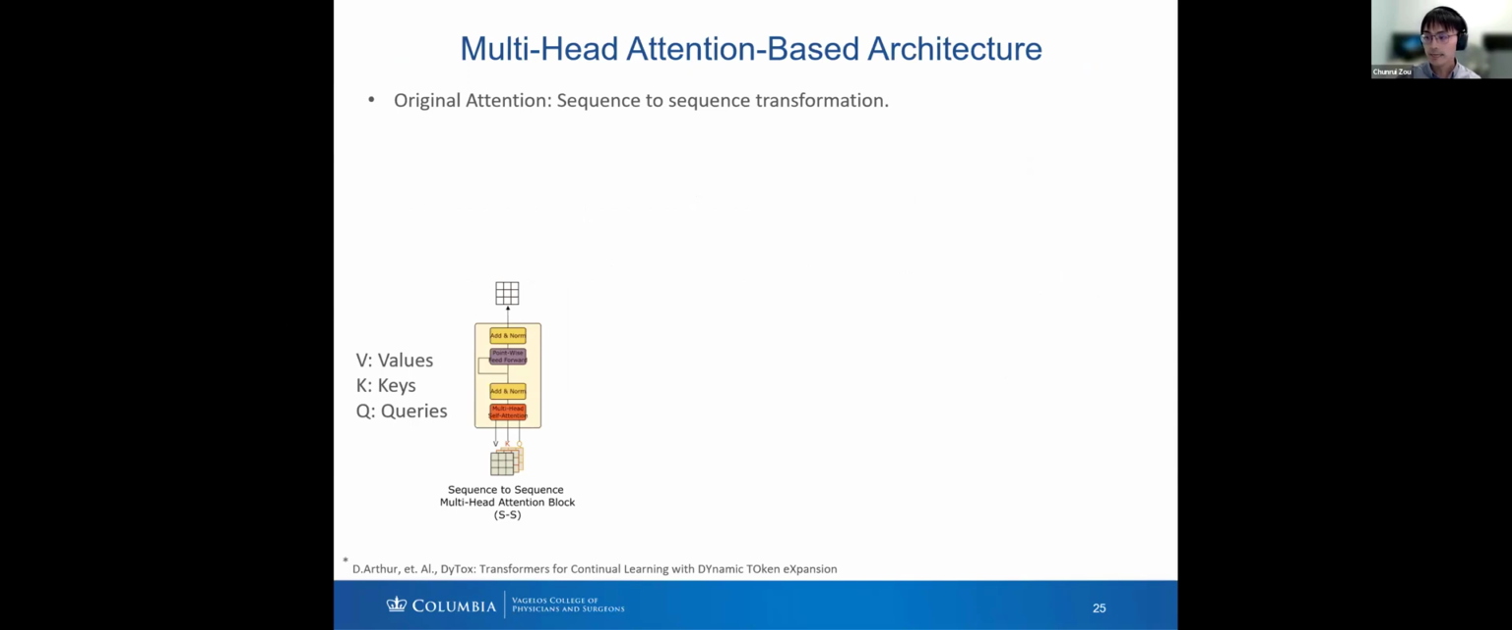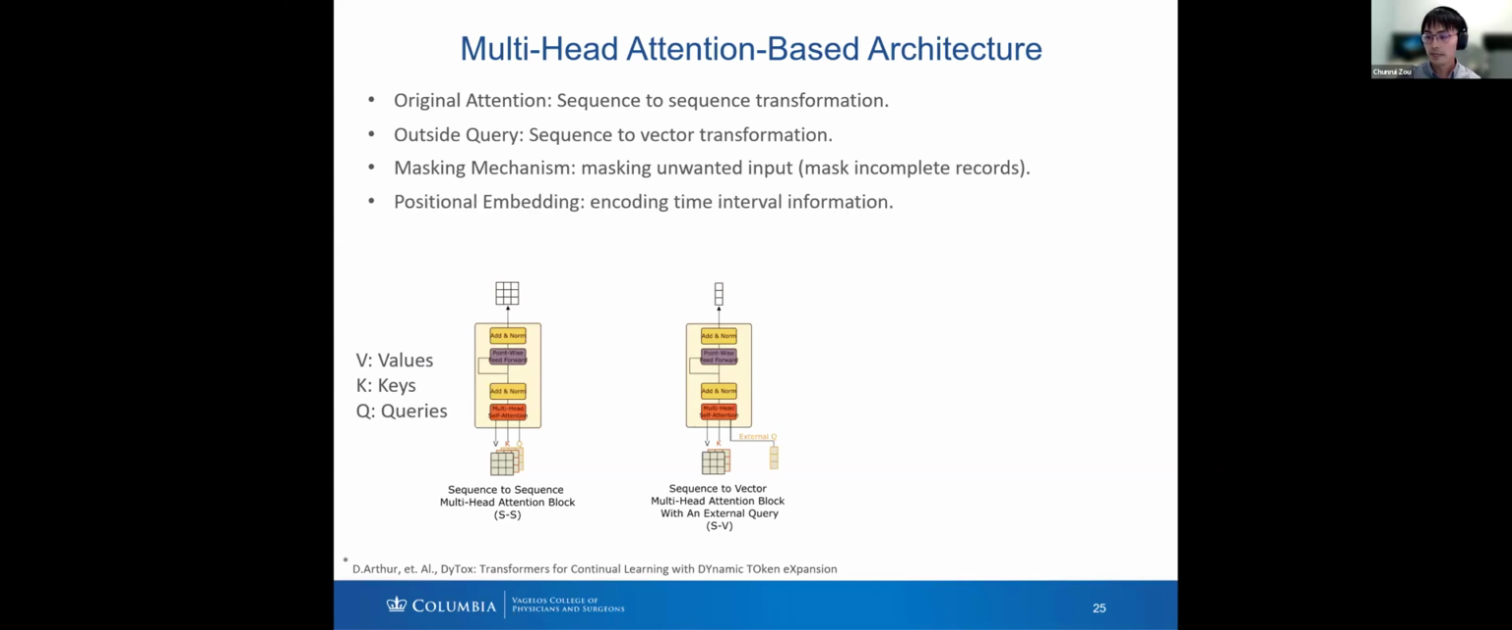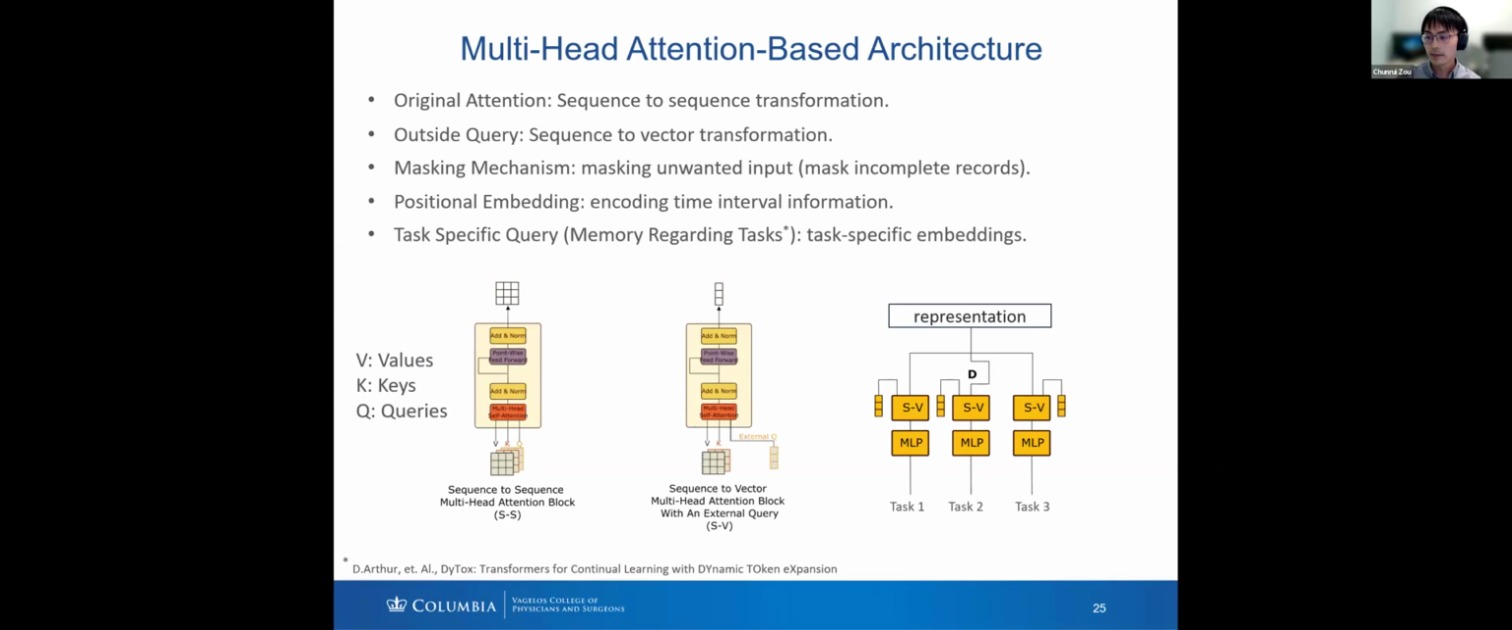we have employed the multi-head attention mechanism in the transformer, because the original attention mechanism transforms sequence to sequence. The variant with an outside query can transform a sequence to a vector. The masking mechanism in the transformer can mask unwanted input to deal with the incomplete records issue. And the position embedding can encode time interval information. The outside query can also be task specific to solve multitask learning problems.